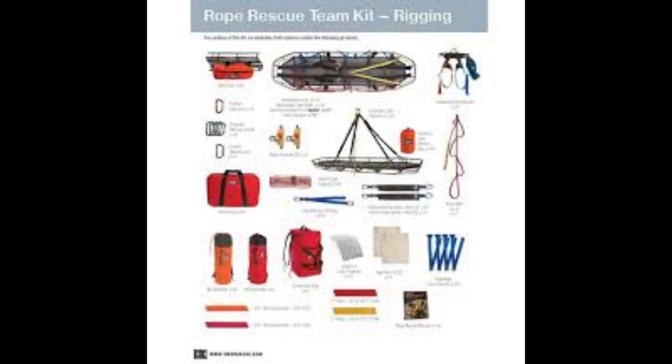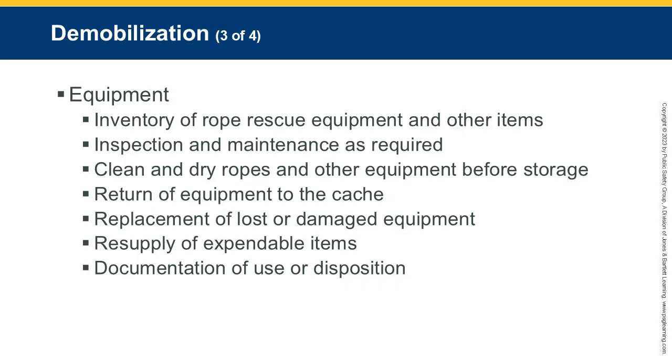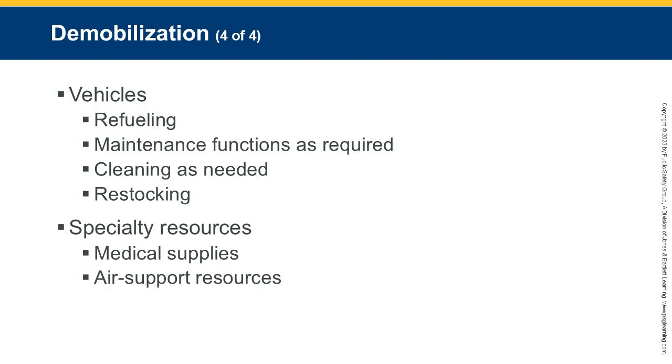Documentation. Record the usage of all equipment, including maintenance performed, items repaired, replaced, or lost. Accurate records help track the lifespan of gear, support budget planning, and maintain accountability for all assets. Taking care of our equipment is taking care of our team. Well-maintained gear saves lives. Vehicles are the pack mules of our operations.